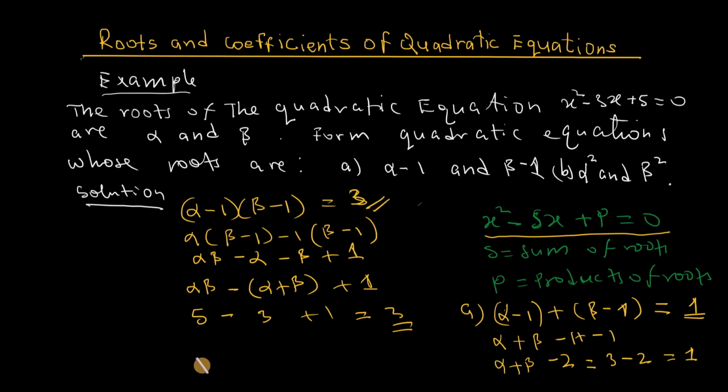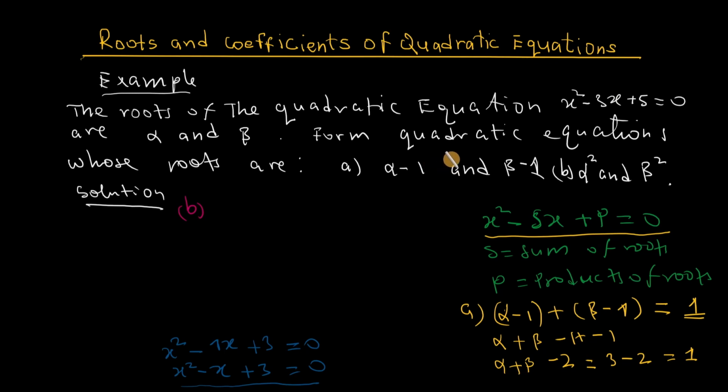So the new equation will be x squared minus sum of roots times x, which is 1, that's minus 1x, plus product of roots, which is 3, plus 3 is equal to 0. That is x squared minus x plus 3 is equal to 0 is the new equation.